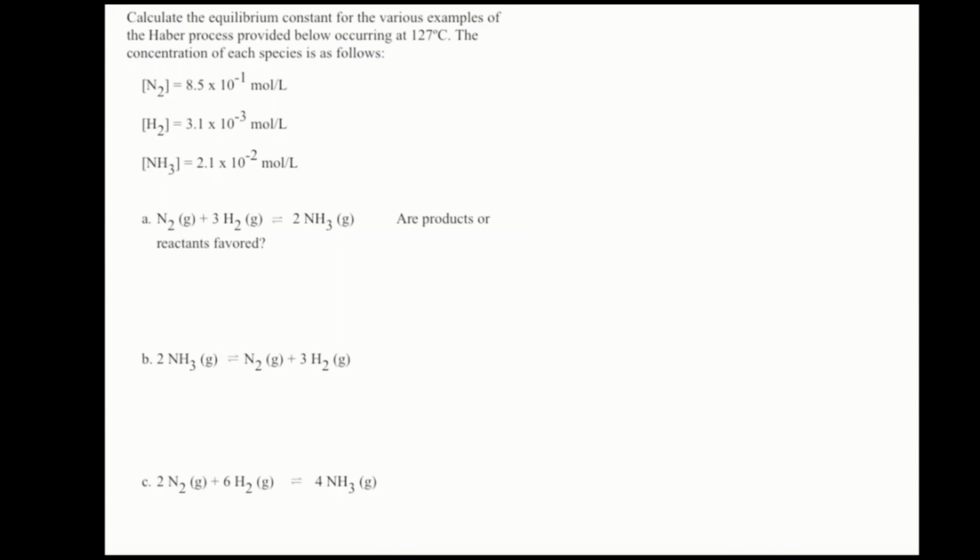So this is the Haber process, nitrogen reacting with hydrogen to form ammonia. And the first question in A simply asks you whether products or reactants are favored. So let's review how you determine that. Well, first I have to actually calculate my equilibrium constant. So I know that my Kc, my equilibrium constant, equals my concentration of NH3 squared all over my concentration of N2 times my concentration of H2, and I'm going to cube that. Now I'm just going to plug in my values because I know all of my different concentrations.